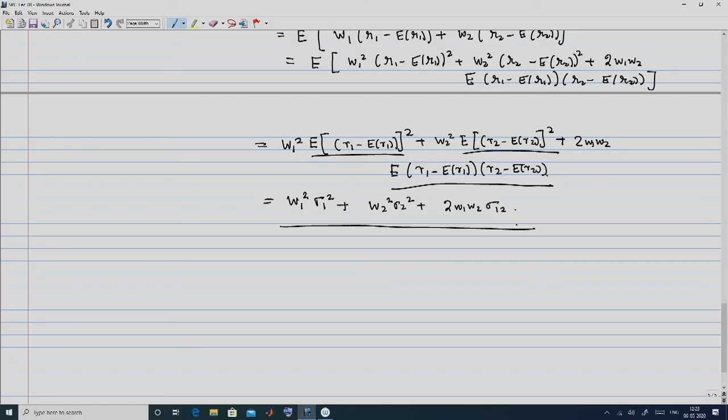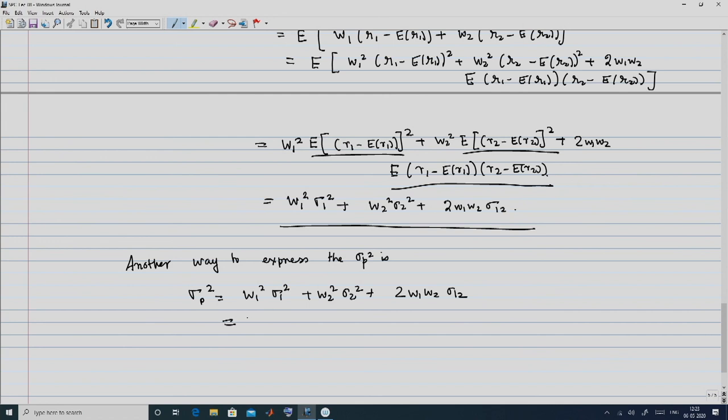Okay, now we give a slightly different representation, and it will be slightly more general in nature to this expression that we have obtained just now. So, another way to express the sigma p square is as follows. So, sigma p square is equal to, so I just rewrite this as W1 square sigma 1 square plus W2 square sigma 2 square plus twice W1 W2 sigma 1 2.